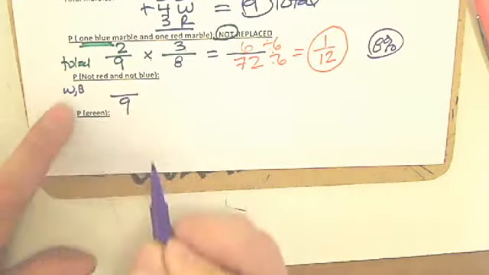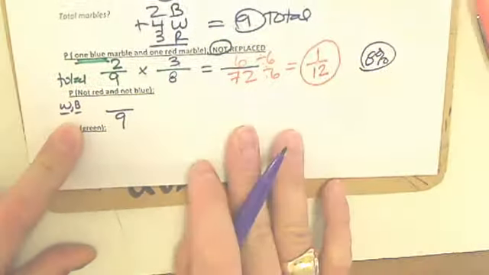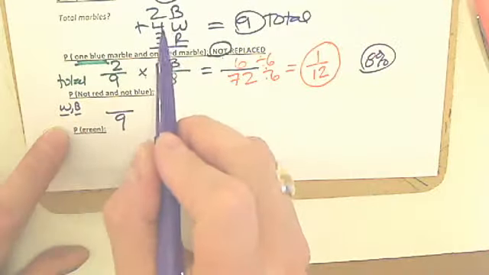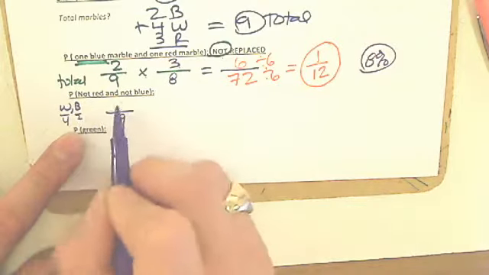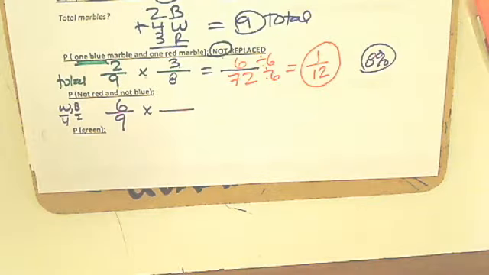Blue. How many whites and how many blues are there? Marbles. There are 4 white and 2 blue, so there's 6. Not red. Now we have a new problem.